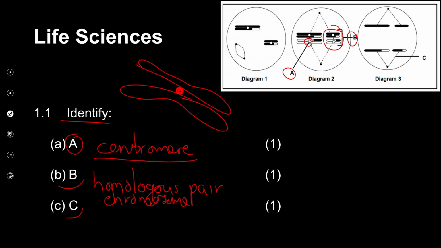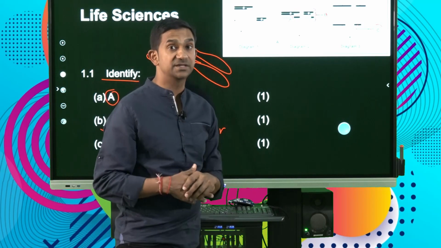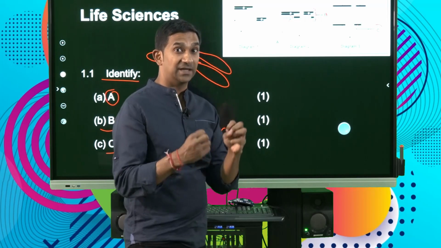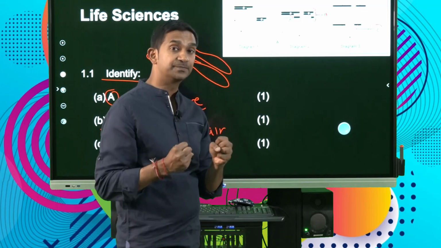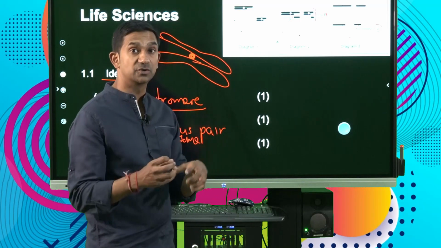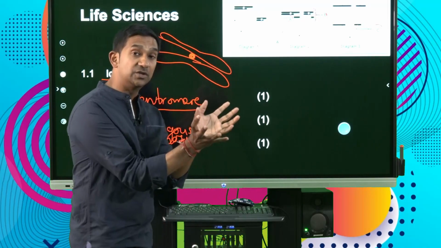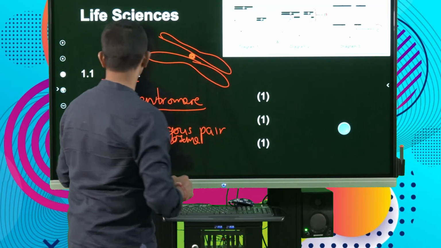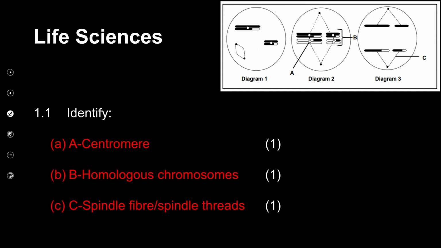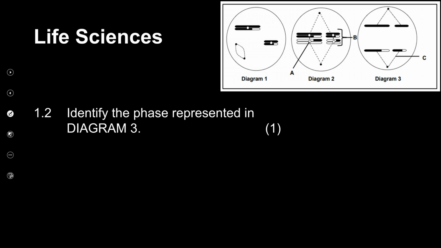Structure C. Guys, when we look at structure C, those are structures that are attached to the centromeres, and those structures are the spindle fibers that are produced from the centrioles during cell division, and they essentially control the movement of the chromatids or the chromosomes in the cytoplasm during cell division. Right. So as I mentioned, spindle fibers or spindle threads that you can use to answer them.